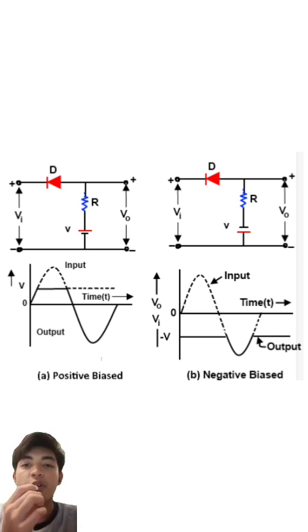Next, for the negative clipper, the diode is reversed. It becomes forward biased during the negative half of the input cycle and clips it, allowing only the positive portion to pass through.